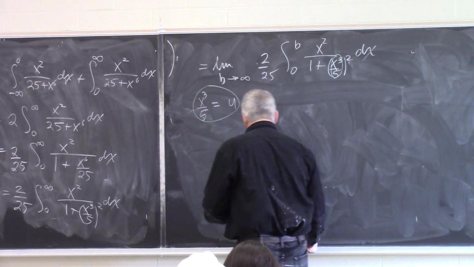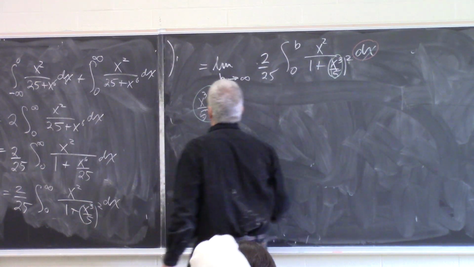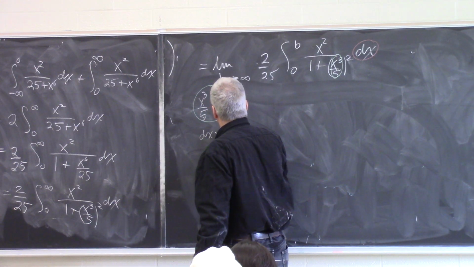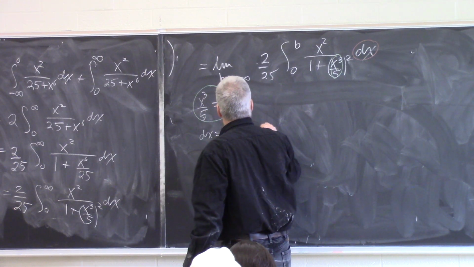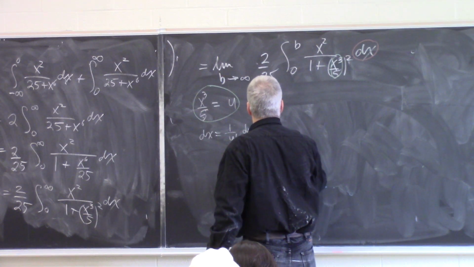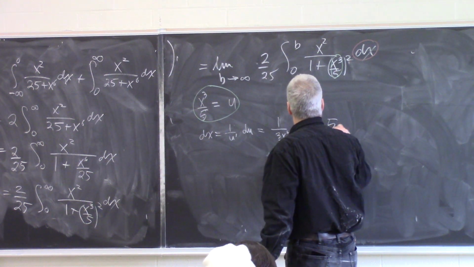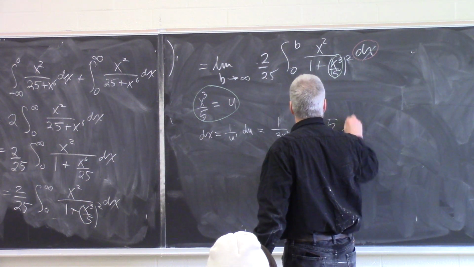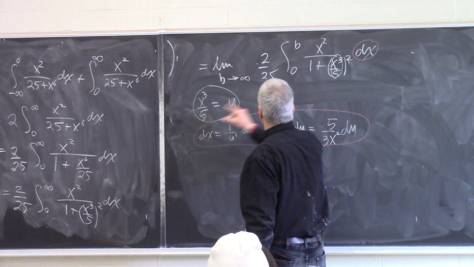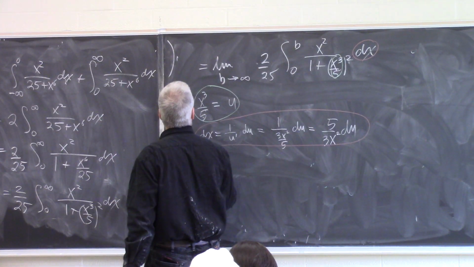And then we need to find a new version of our dx. So dx is going to be 1 over u prime du, and that's going to be 1 over 3x squared over 5 du. So that's going to be 5 over 3x squared du. That red substitution is going to allow me to take care of that dx. So at this point, we just substitute stuff in and cancel.